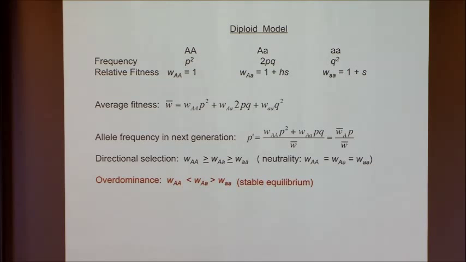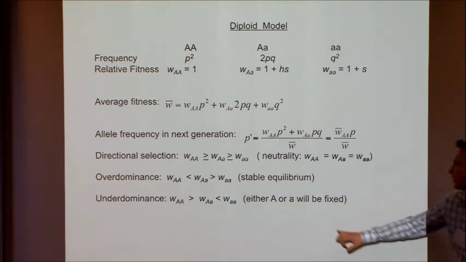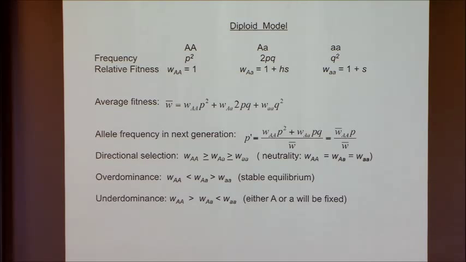And then we have a case that's not perhaps seen very often in nature, which is underdominance. That's where both of the homozygous types have fitness larger than the heterozygous type. And so then there will be an unstable equilibrium point, and either the capital A or the lowercase a will be fixed in this deterministic system.